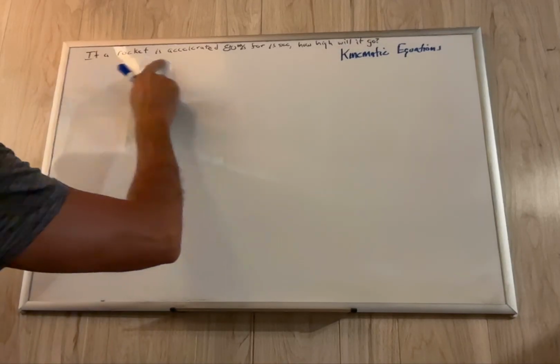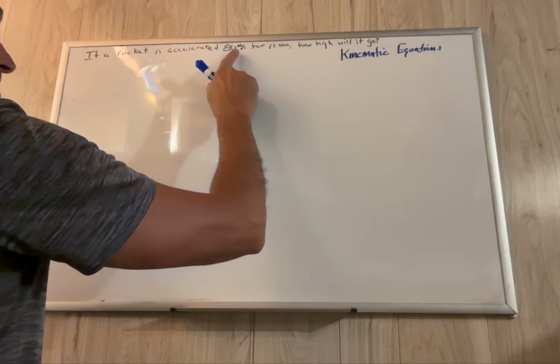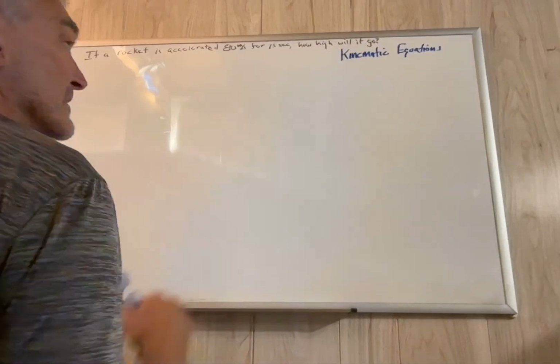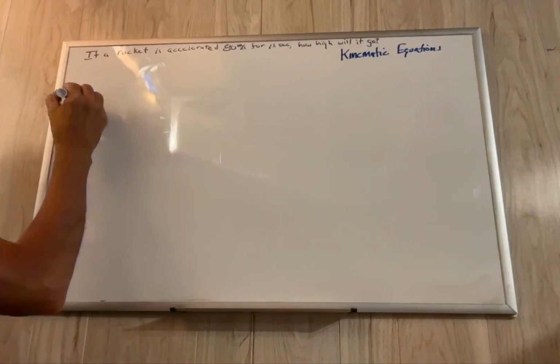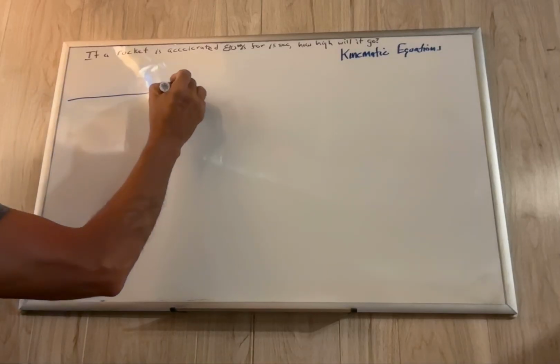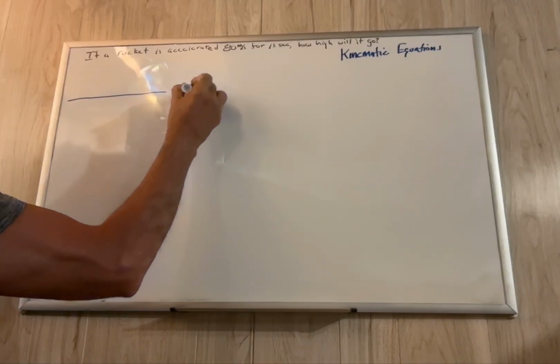Today we're going to look at if a rocket is accelerated 80 meters per second squared for 15 seconds, how high will it go? We're going to end up using our kinematic equations. So let's think about this. This would be our max height. So this is the maximum height that it will travel.